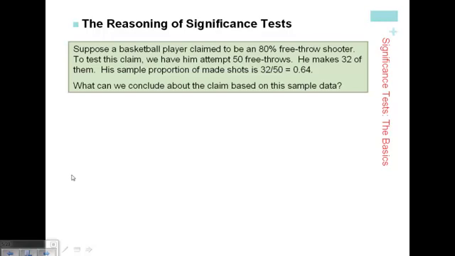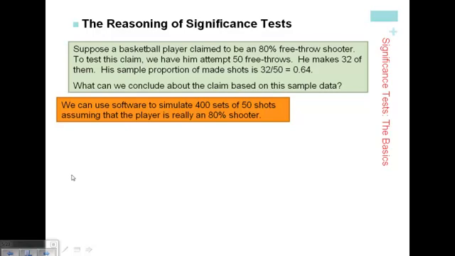Well, let's talk about how we can break this problem down into a procedure in which at the end of it we have an expression of whether we believe or not believe this claim. First of all, we could do something like, I've got computer software and I can simulate 400 sets of 50.